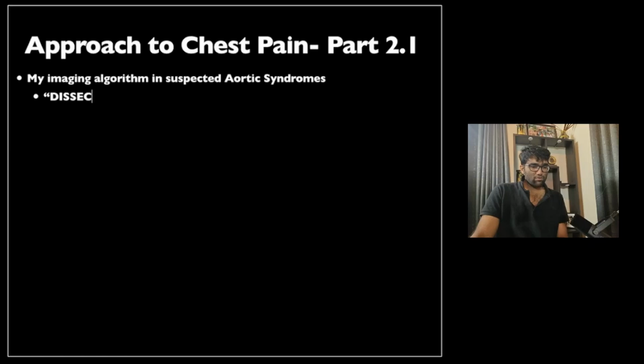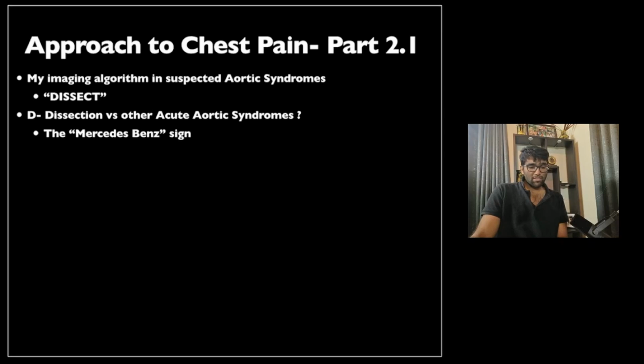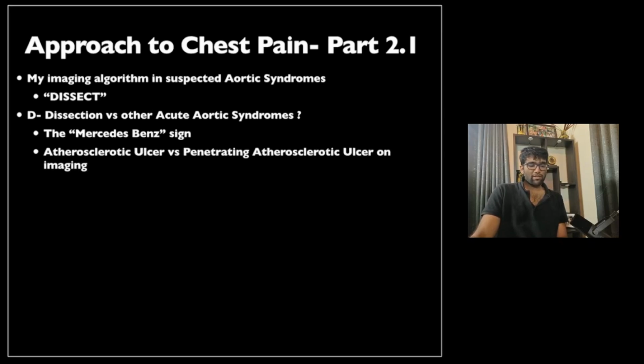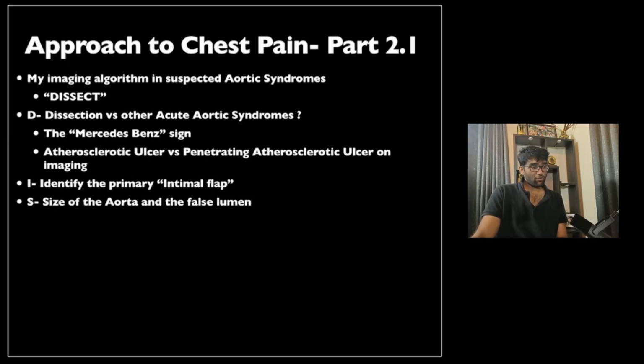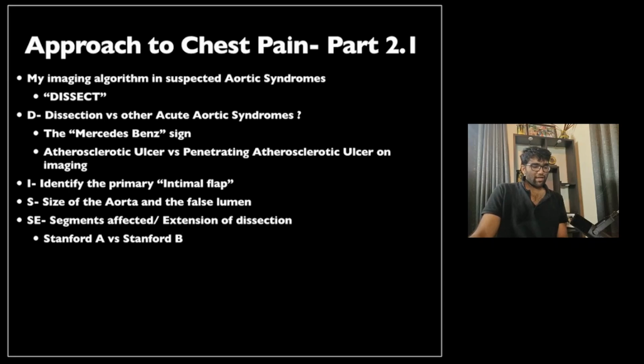So I use a mnemonic that is DISSECT, where D stands for dissection versus other acute aortic syndromes. Then we'll describe a Mercedes-Benz sign and what that entails. We'll talk about atherosclerotic ulcers versus penetrating atherosclerotic ulcers on imaging. I stands for identification of the primary intimal flap. S stands for size of the aorta and of the false lumen. SE stands for segment affected, that is what part of the aorta is affected, and extension of the dissection.